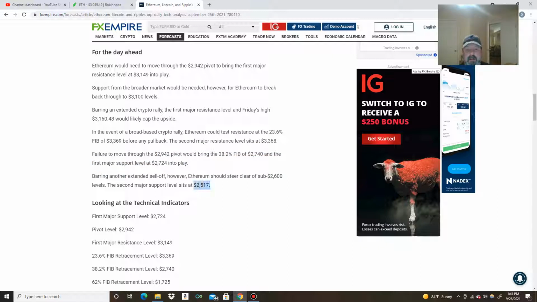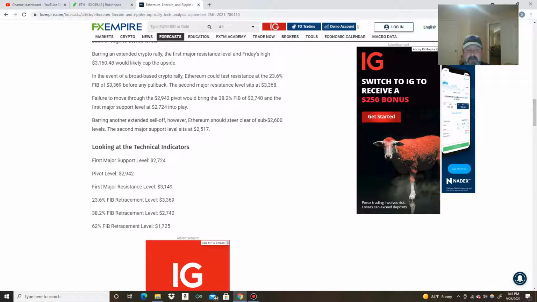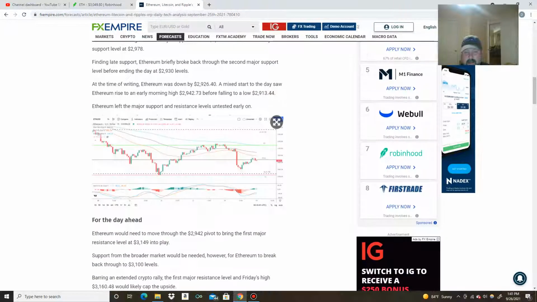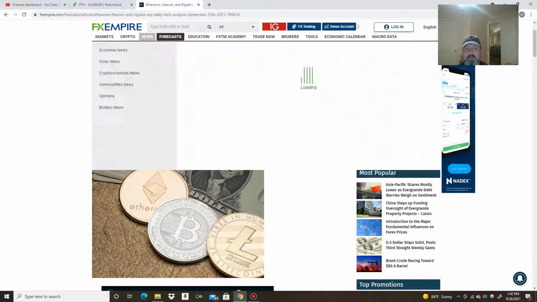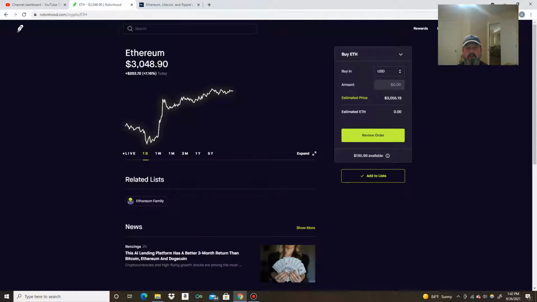Now it should stay above 2517. First major support is here. The pivot level is here. First major resistance is 3150. It's not going to 3150. My opinion is the pivot points have changed, because usually between 1 and 4 p.m. my time, Central Time, those pivot points do move. So my opinion, the pivot point has moved.